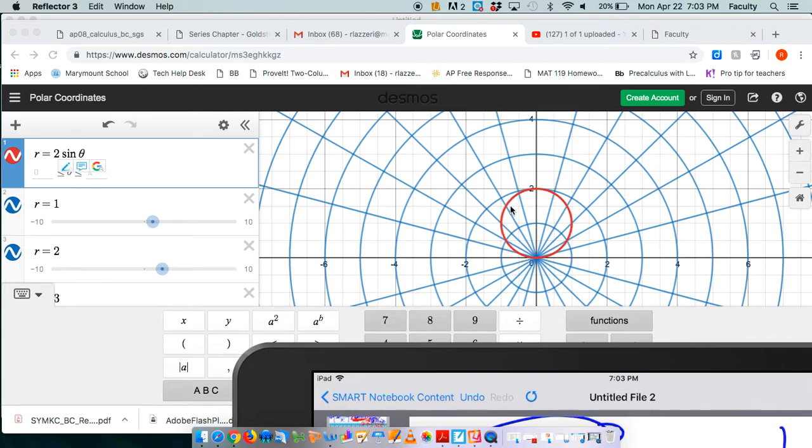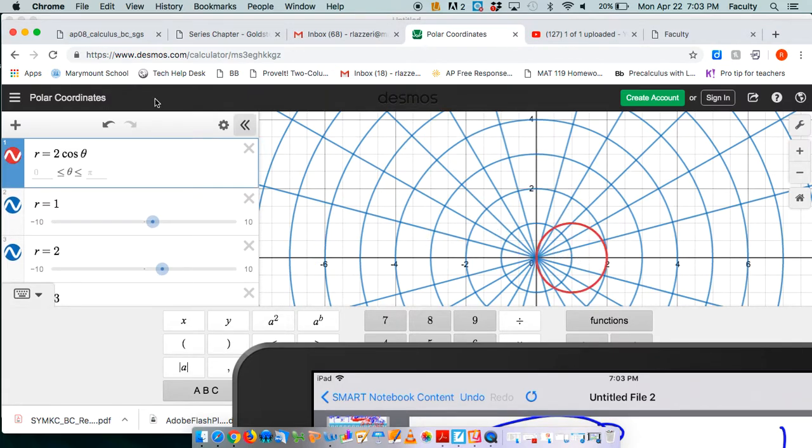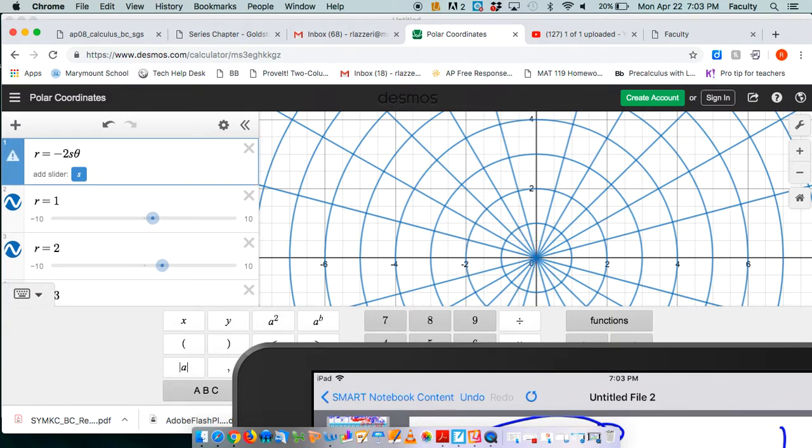And so what happened was it made this circle right here. If I do 2 cosine theta, it's going to make a circle over there. If I do negative 2 cosine theta, it'll flip it over. Cosine, you know, is like x over r. And so what if I do negative 2 sine theta?